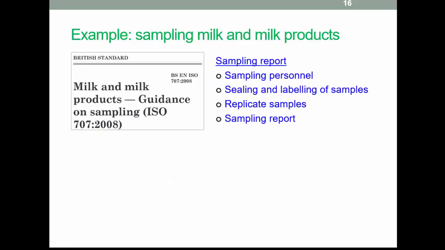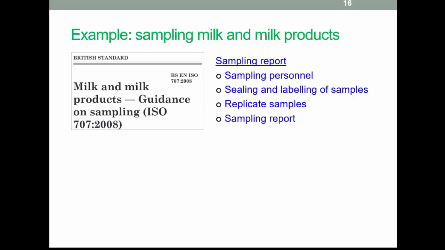So here's an example which I would suggest you find. Milk products, guidance for sampling. So this covers the sampling report, which includes the personnel who will be doing the sampling, how samples will be sealed and labelled, what is the nature of replicate samples, and the format of the report itself.